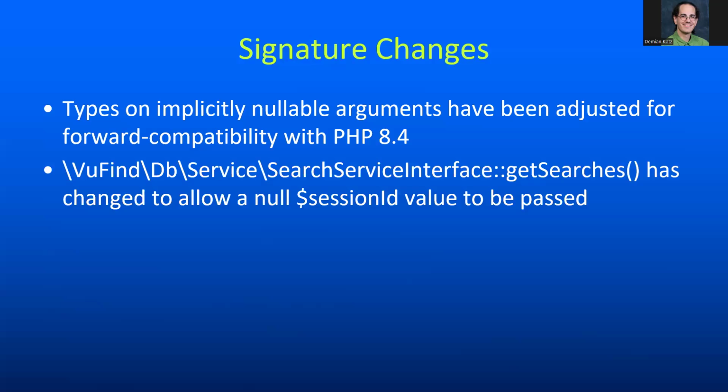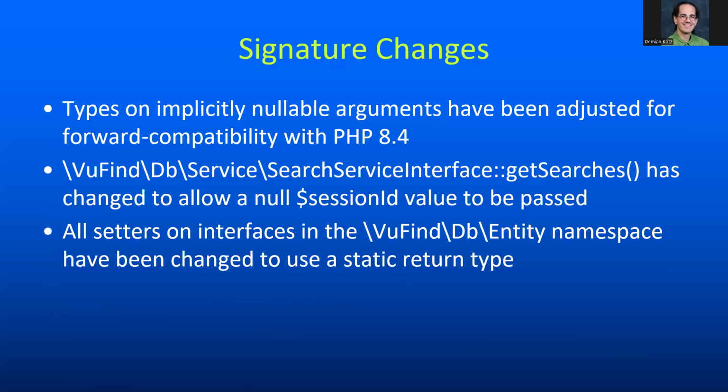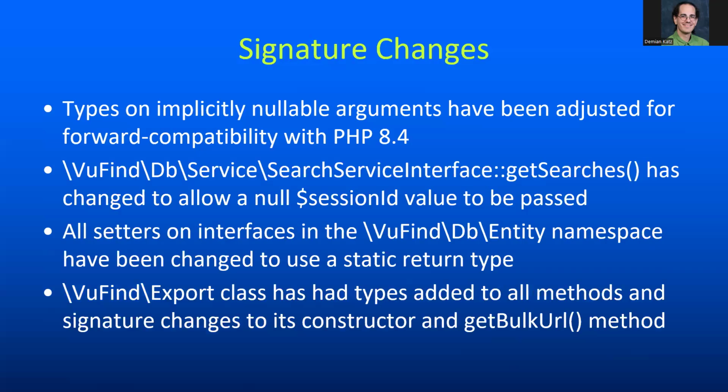The search service interface get searches method has been changed to make the session ID value nullable. All setters on interfaces in the VuFind DB entity namespace have been changed to use a static return type. The VuFind export class has had types added to all of its methods and has a different constructor signature and different get bulk URL method.